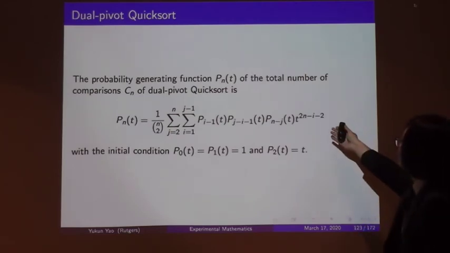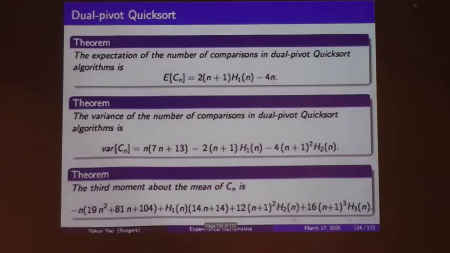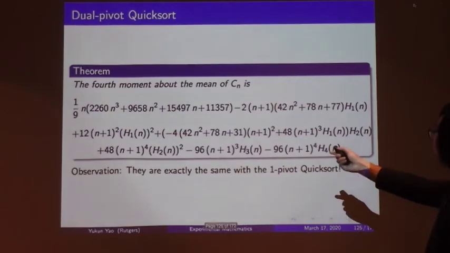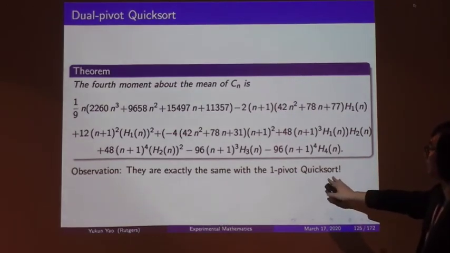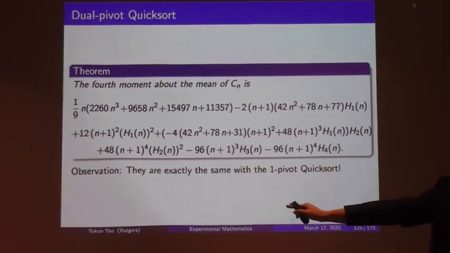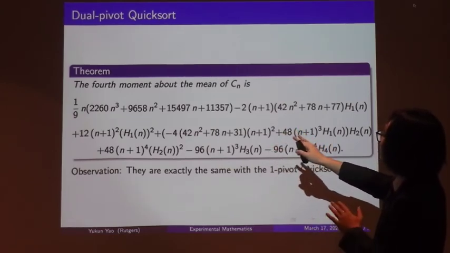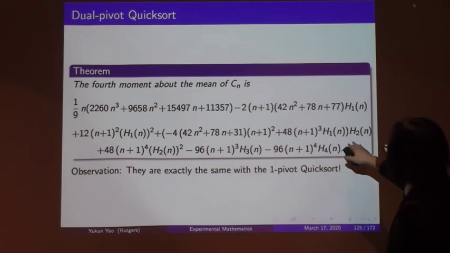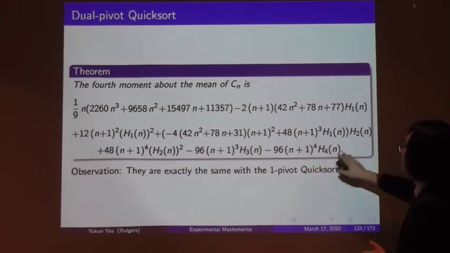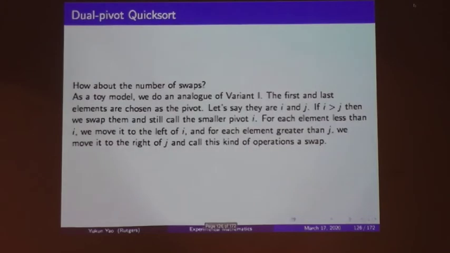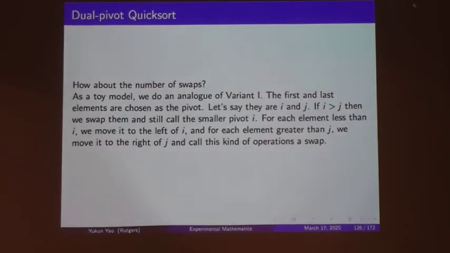So we also get this recurrence relation. And we have the expectation, variance, third moment, and fourth moment. So that's something surprising. For dual pivot quicksort, the expectation up to the fourth moment has the same explicit formula as one pivot quicksort. So how about the number of swaps?